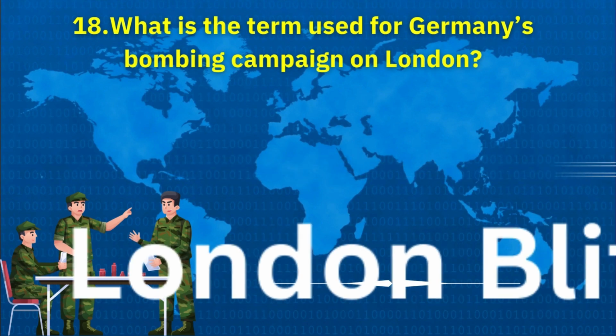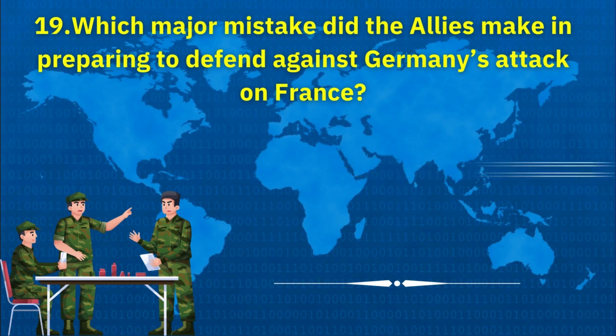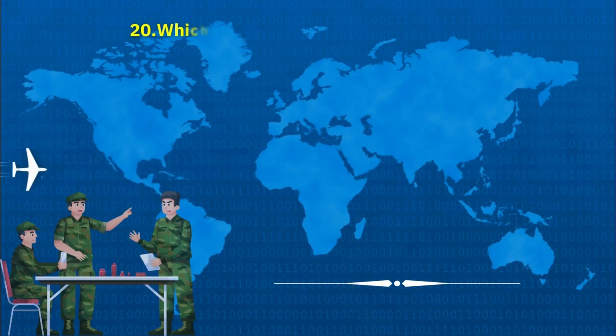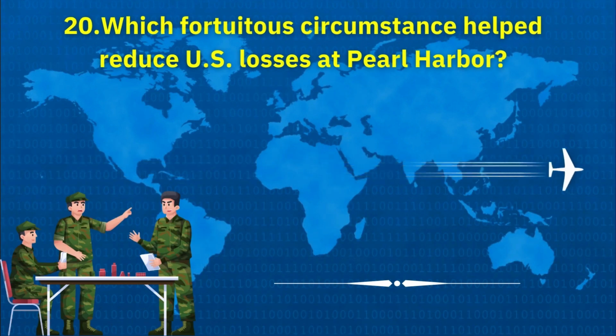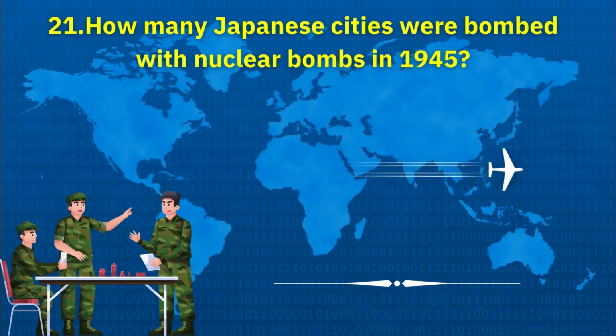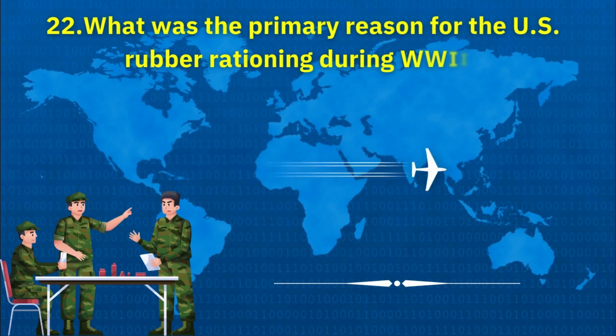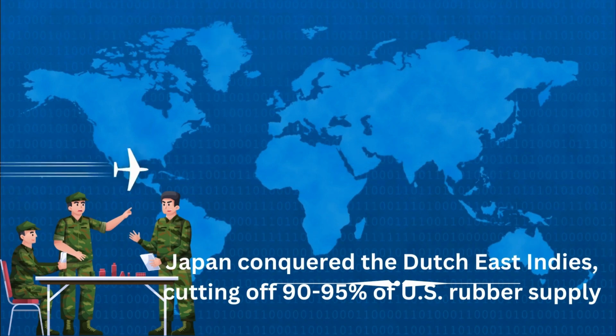Which major mistake did the Allies make in preparing to defend against Germany's attack on France? Which fortuitous circumstance helped reduce US losses at Pearl Harbor? How many Japanese cities were bombed with nuclear bombs in 1945? What was the primary reason for the US rubber rationing during World War II?